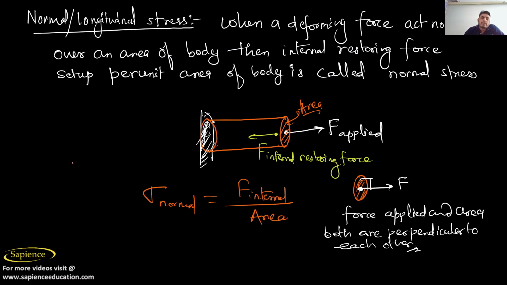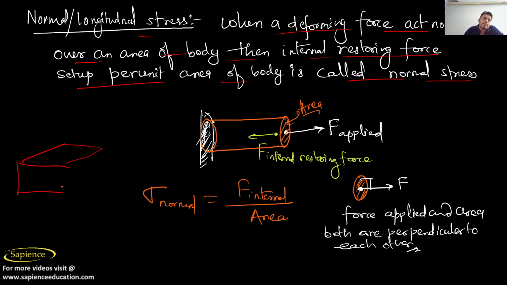First of all, you need to know what is normal or longitudinal stress. When the deforming force acts normally over an area of a body, then the internal restoring force set up per unit area of the body is called normal stress. So see here, let us consider there is an object like this, and you are applying a force. So your force is normal. You are applying a tensile force here. So the force per unit area, it is perpendicular. See here, it is at 90 degrees. Suppose you are talking about a force here.